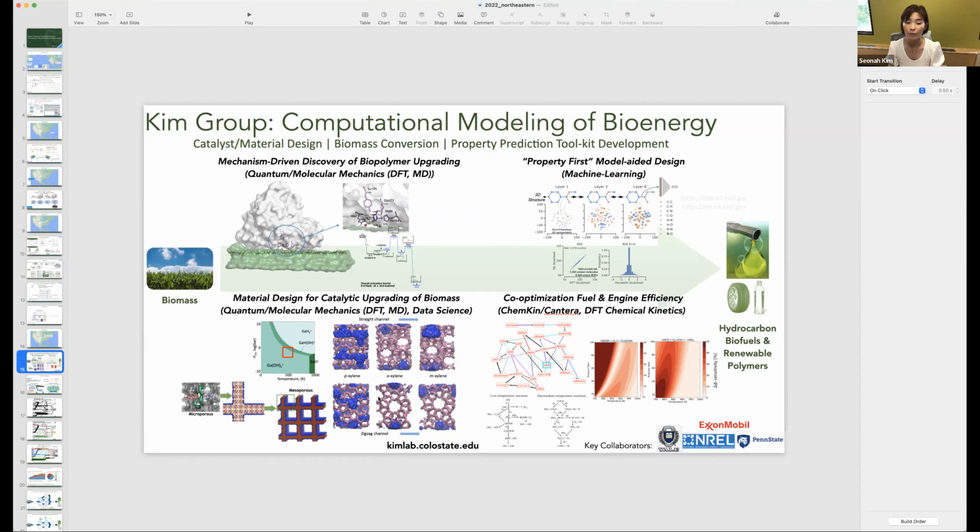For example, diffusion is one example. So we calculate the diffusion coefficient, which is not easy to measure experimentally. And also we do some computational phase diagrams, to figure out what is the optimal temperature and pressure for your experiment computationally. And also we do a lot of machine learning. And then we also do some co-optimization of the fuel and engine efficiency.